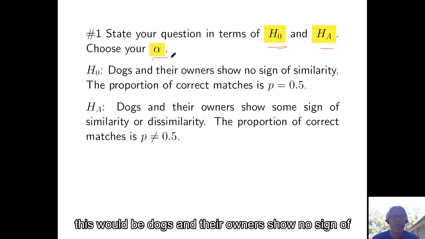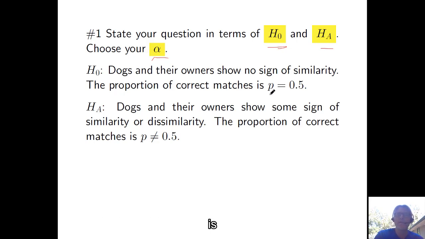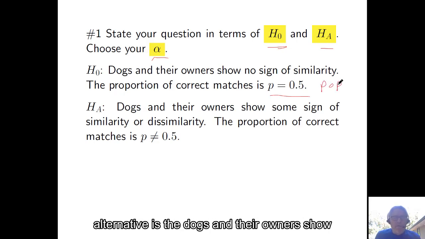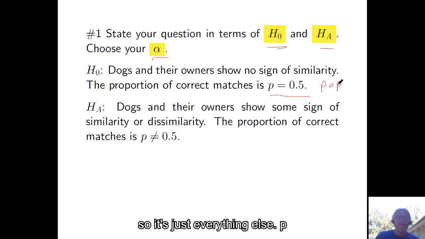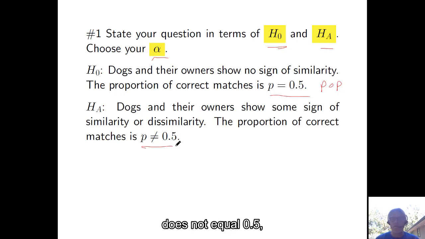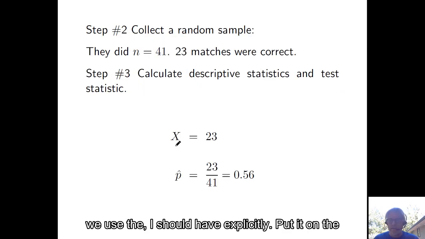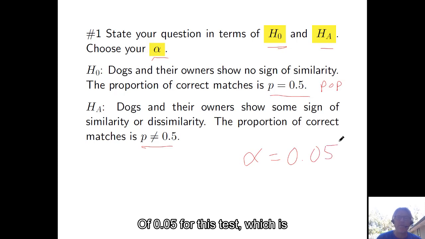So an appropriate null for this would be dogs and their owners show no sign of similarity. The proportion of correct matches is 0.5, and remember this P is the population proportion, not the sample proportion. The alternative is that dogs and their owners show some sign of similarity or dissimilarity, so it's just everything else. The P does not equal 0.5, okay? And then we use, I should have explicitly put it on the slide, but we use alpha of 0.05 for this test, which is kind of the convention, but it's not required to use that alpha.